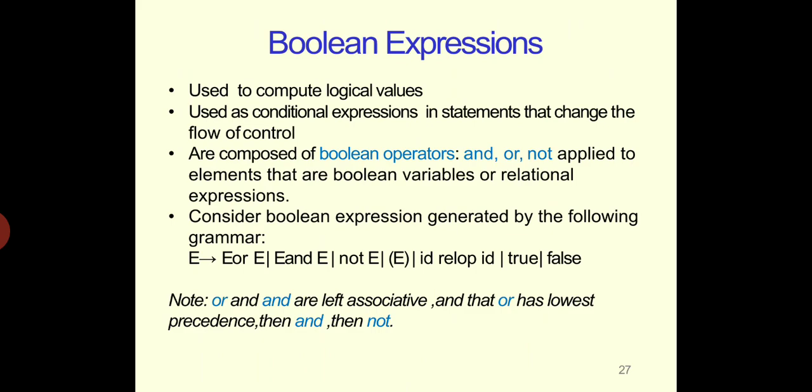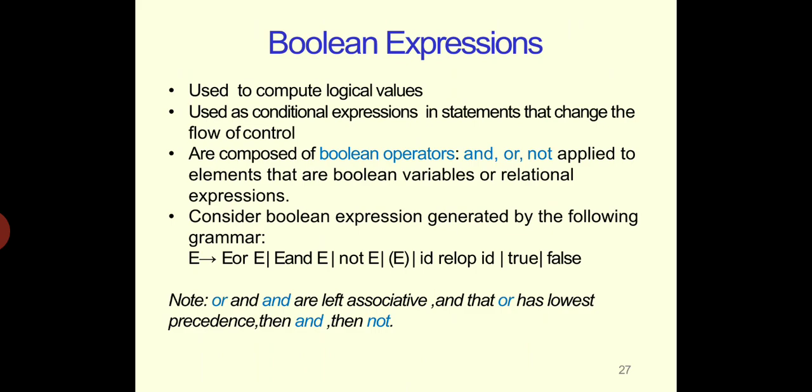Boolean expressions are composed of Boolean operators and, or, and not. Which are the Boolean operators? And, or, not. And these can be applied to either Boolean variables or relational expressions. Usually in if or while statements we can use relational expressions. Then it can also carry these Boolean operators and, or, not.